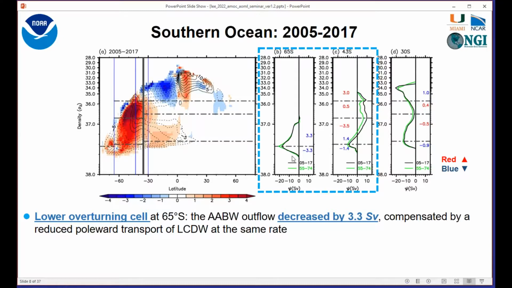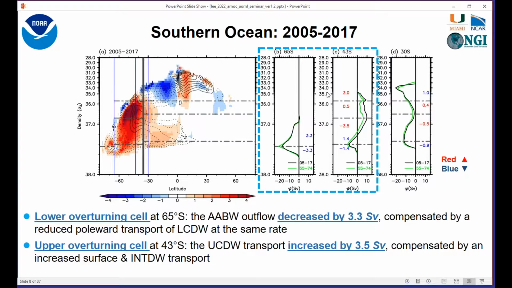So basically, you see the Antarctic bottom water outflow, which is northward here, is reduced by about 3 sverdrups. That's a lot, because what is the total transport? 18 or so. So that's like a 15 to 20% decrease here. And that is completely compensated by the reduced southward transport of the lower circumpolar water here.